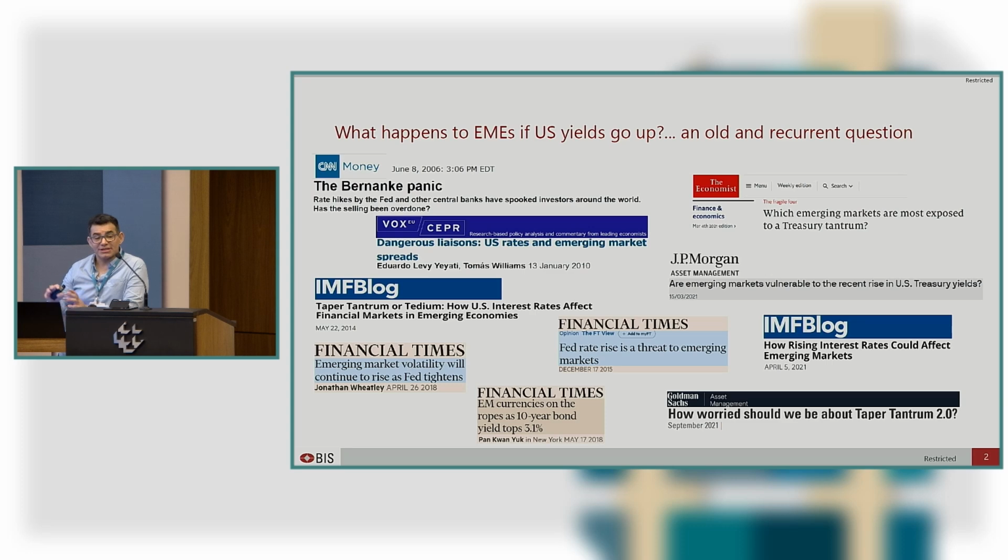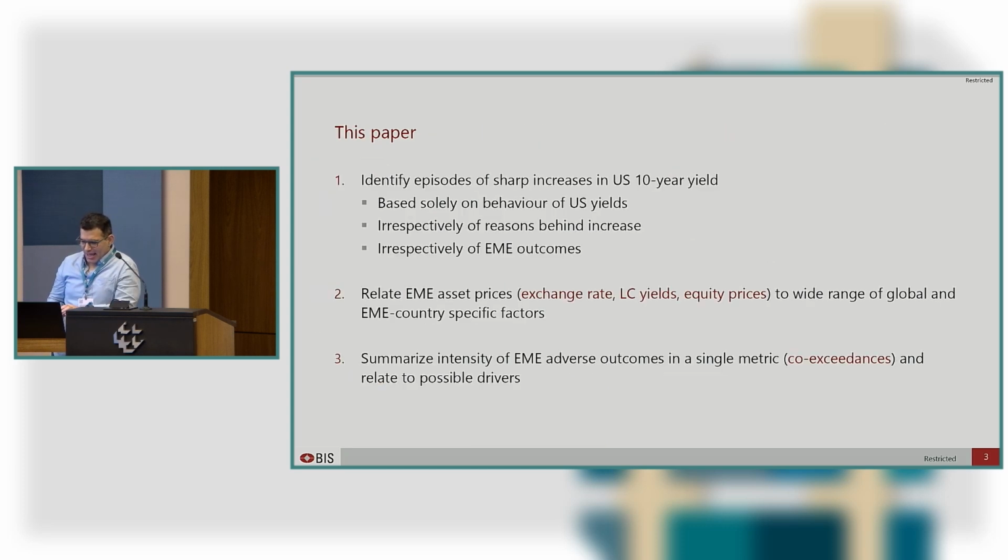asset prices and capital flows. In this paper, we're going to look only at asset prices. In a previous version, we also took a look at capital flows, but we ended up narrowing down our research questions only to asset prices. And in this paper, what we do is we come up with a methodology to identify these episodes of rapid increases in long-term US yields. And we're going to relate that to 3 asset prices in emerging markets: nominal exchange rates against the US dollar, local currency yields of sovereign bonds in emerging markets, and equity prices.